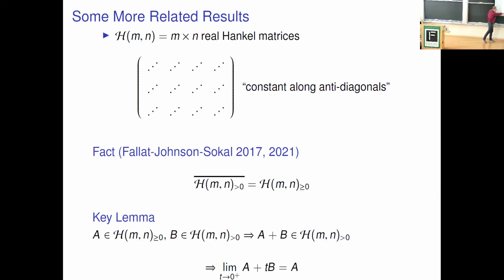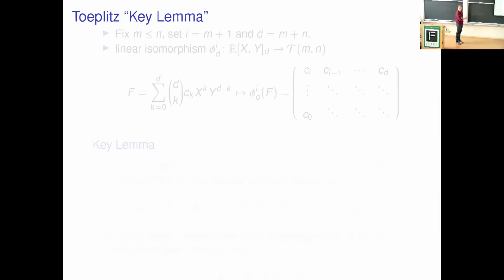Again, unfortunately, this doesn't quite apply to Toeplitz because although Toeplitz is closed under addition, it doesn't preserve the positivity property. Somehow turning the matrix upside down messes with the determinants too much. So you need something else. So let me tell you about the Toeplitz key lemma.